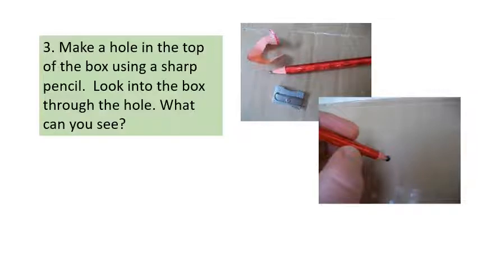Make a hole in the top of the box using a sharp pencil. Be careful not to have your fingers anywhere near the pencil when you're doing this. Look into the box through the hole. What can you see? And I want you to think about why that is as you're doing it.